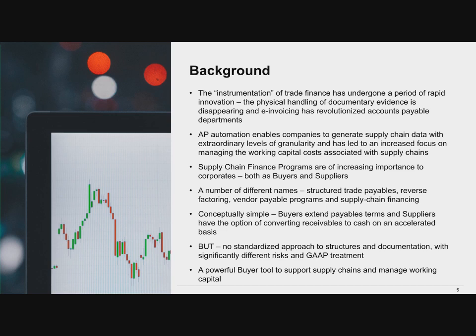But the reality of these programs is that there's very little standardized approach in relation to structures and documentation, and there's also significantly different risks that attach to these programs and significantly different US GAAP treatment issues that apply to these programs as well. But the reality is that they remain a very powerful buyer tool to support supply chains and manage working capital.